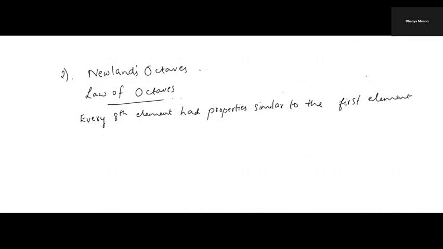For example, if I write lithium, beryllium, boron, carbon, nitrogen, oxygen, fluorine. Noble gases were not discovered then. So sodium, magnesium, aluminium, silicon, phosphorus, sulfur, chlorine, potassium. If we take the first element, the 8th element had properties similar to the first one.